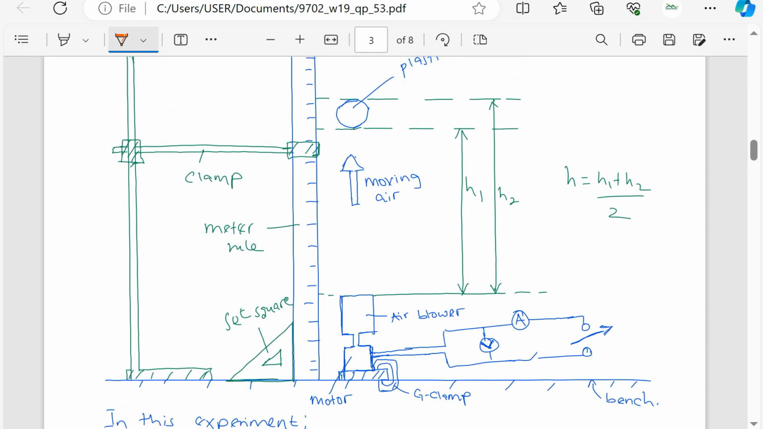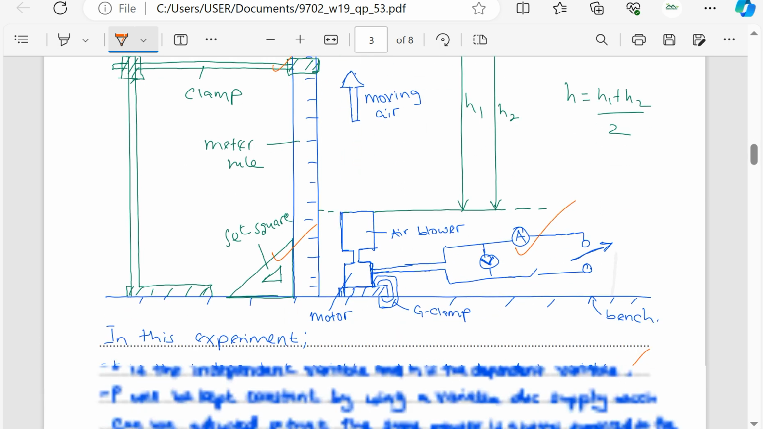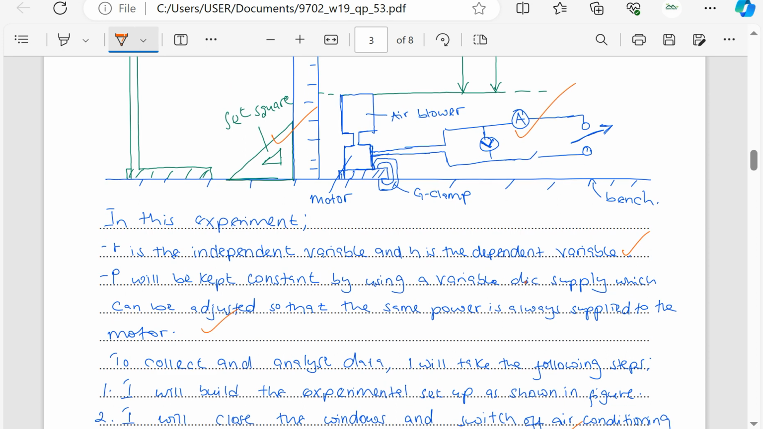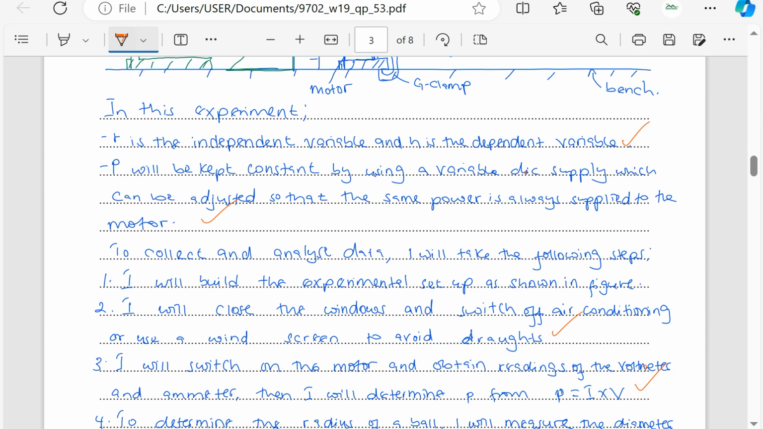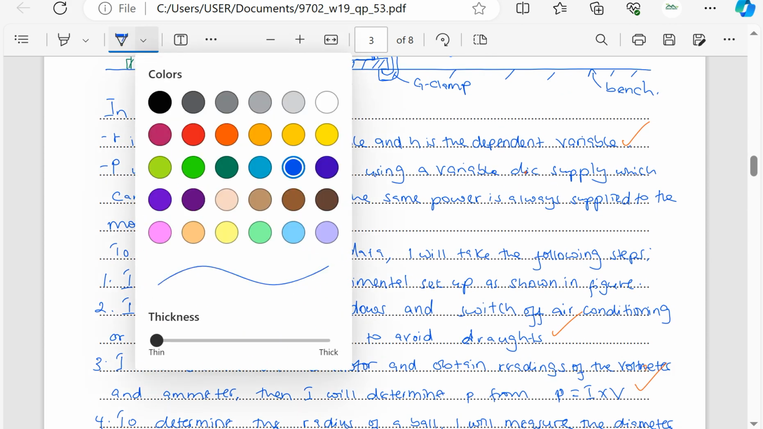But more points are on the graph, putting a set square to ensure that the ruler is vertical, clamping the ruler, putting the power supply. This will give me, at most, all the 15 marks because I've written all the points necessary. Okay, so that is for question number 1. Without wasting time, I want to go to question number 2.